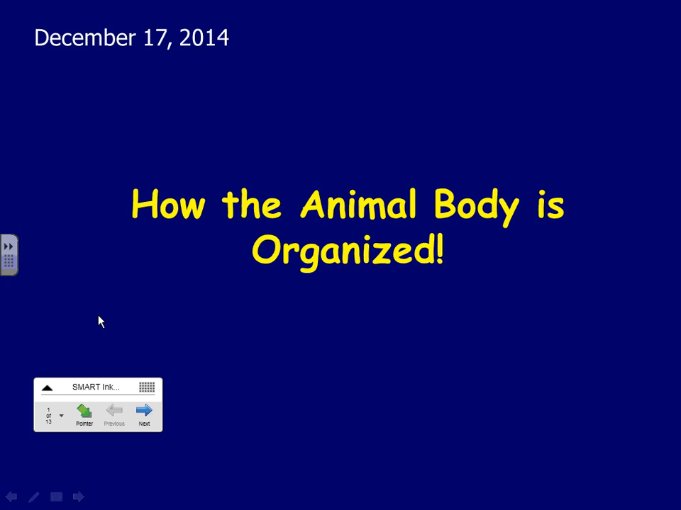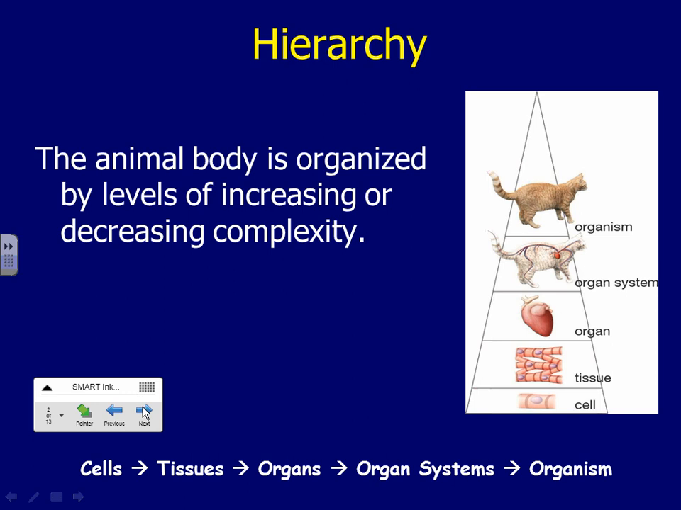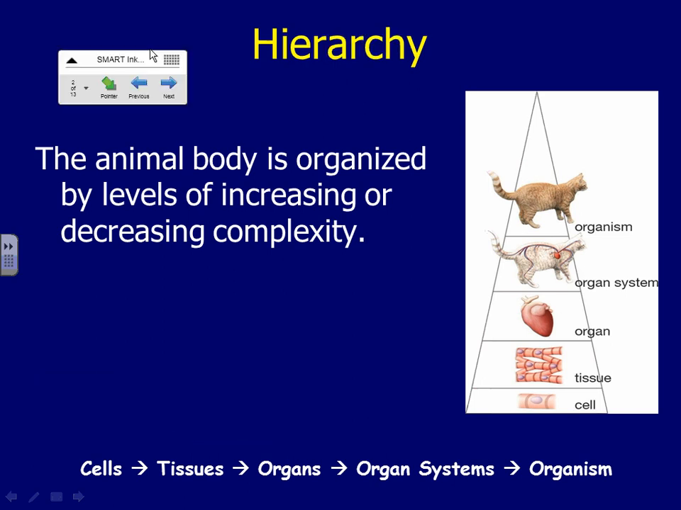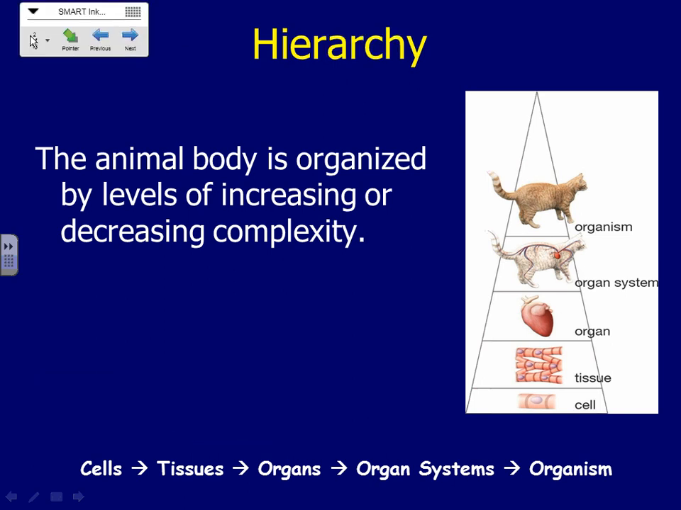So what we want to talk about now are how cells can be organized into groups of cells we call tissues, how tissues can be organized into groupings that we call organs, and then how organs can work together in an entire organism. And that's essentially what we're talking about. So first we want to talk about the hierarchy of how an animal body is organized.